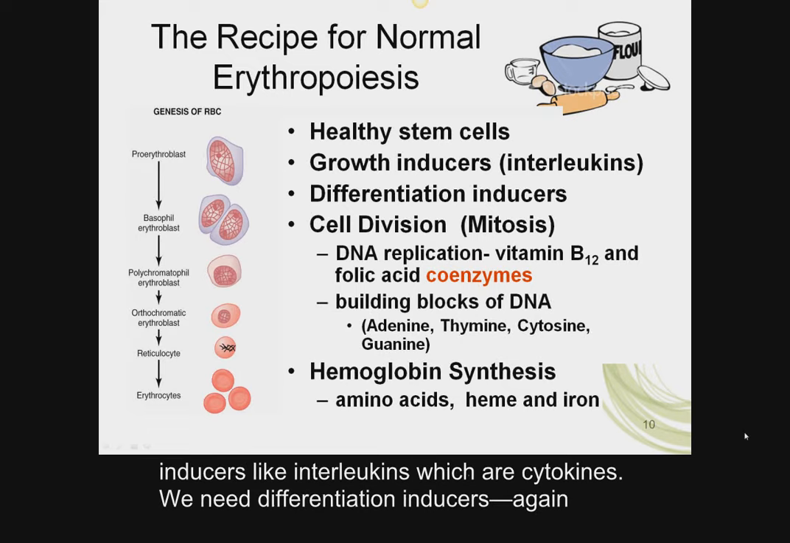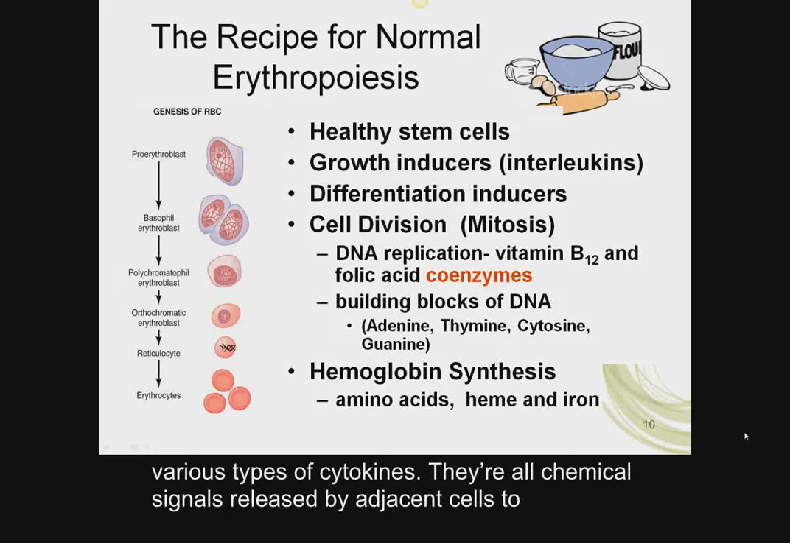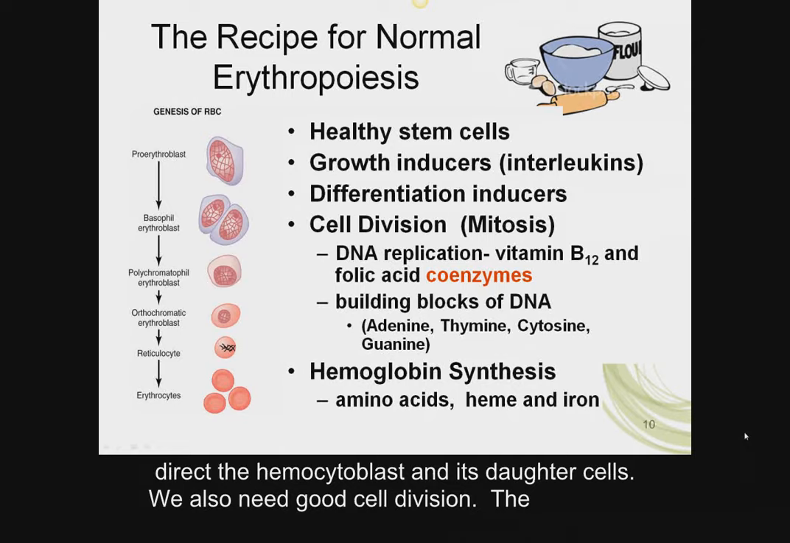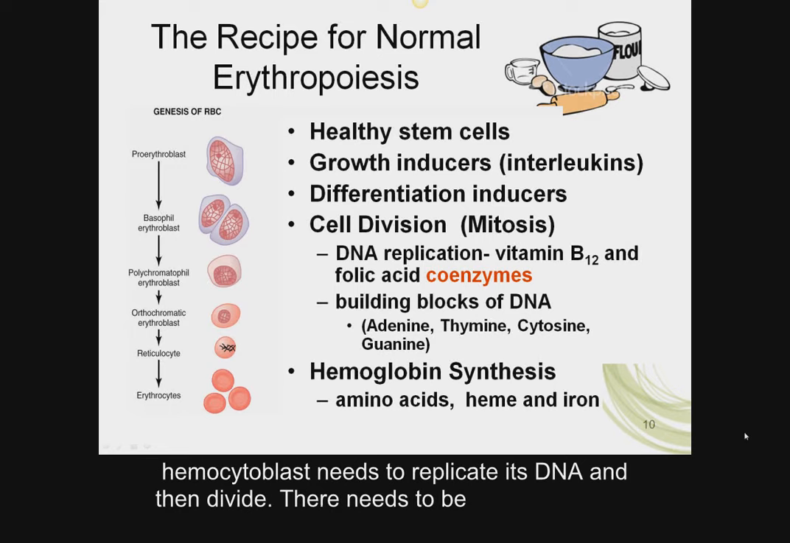We need good growth inducers like interleukins, which are cytokines. We need differentiation inducers, again, various types of cytokines. They are all chemical signals released by adjacent cells to help direct the hemocytoblast to generate daughter cells. We also need good, healthy cell division. The hemocytoblast needs to replicate its DNA and then divide.